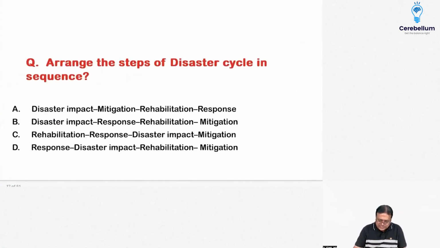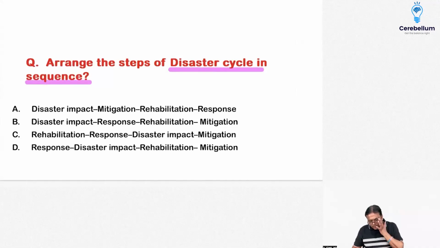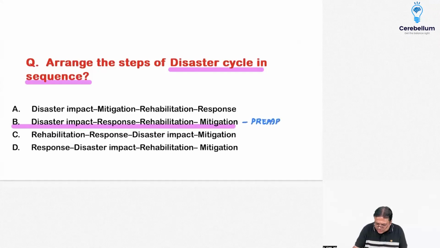Okay, steps of the disaster cycle were asked in a sequence. I believe the choices were similar to this. So first of all, a disaster has to strike, so impact should be there. After impact, you will respond. Response will include your medical treatment, first aid, triage, everything. Then you go for rehabilitation. And in the end comes mitigation. In case they give a fifth step also, then the last step is preparedness for the next disaster to strike.